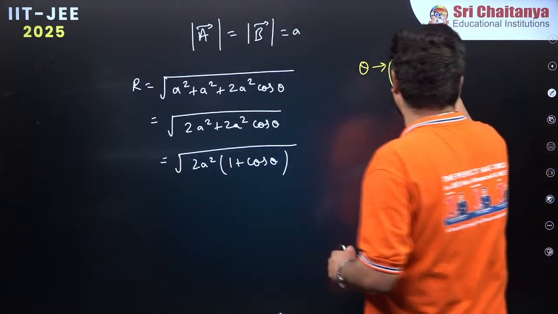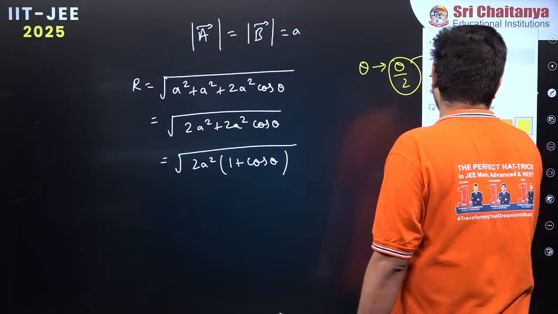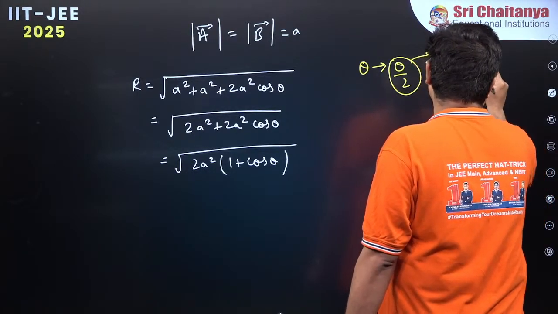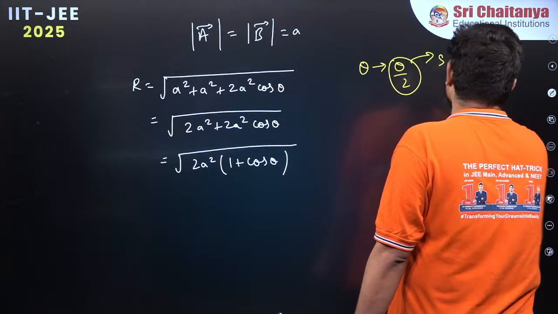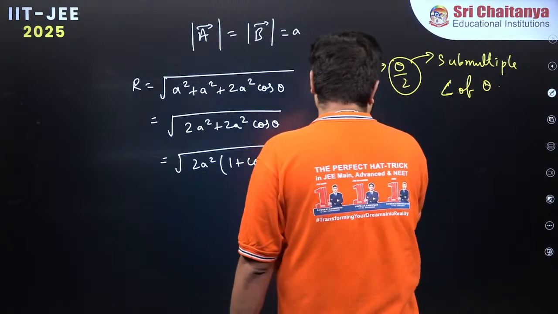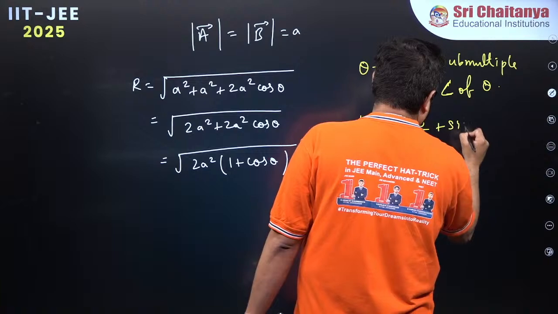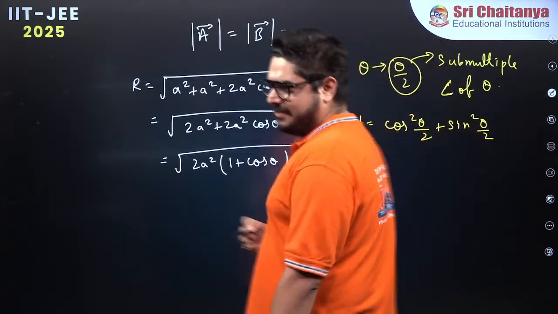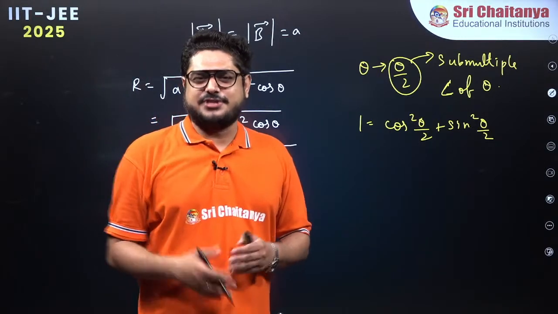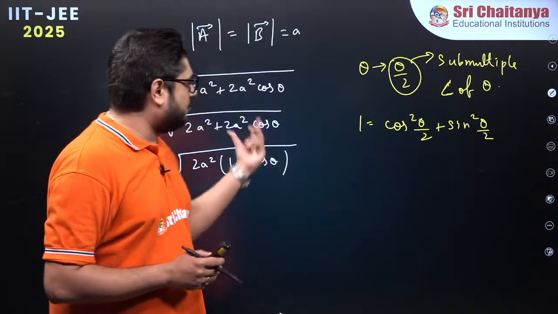So theta by 2 we can say is a submultiple angle. What is theta by 2? Let's try to understand this first. It's nothing but the submultiple angle of theta, isn't it? So now we can write 1 as cosine square theta by 2 plus sine square theta by 2. We can substitute it for unity like this. Whenever you see these things, especially in integration for your JEE Advanced curriculum and certain trigonometric questions, you can substitute for unity like this.